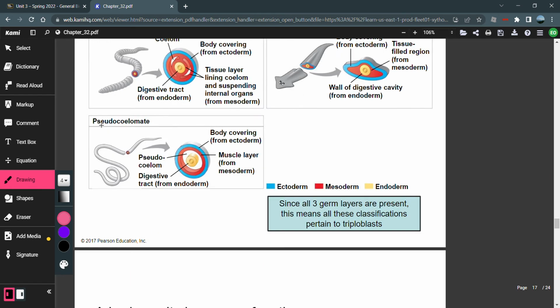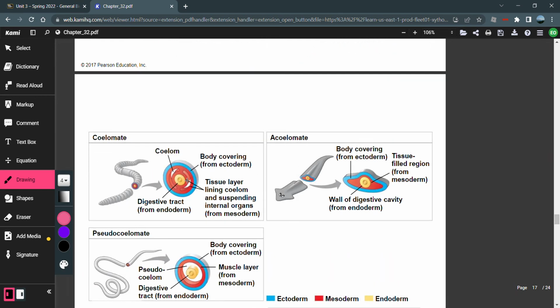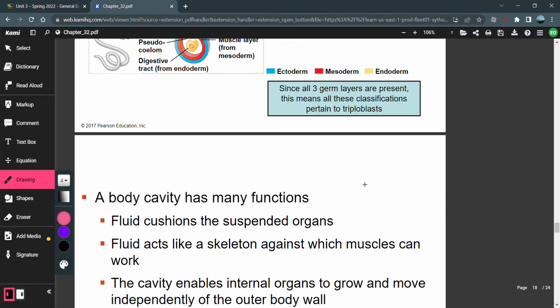Now let's compare it with the pseudocoelomate. Here we have one continuous space that is not completely surrounded by mesoderm. Yes, it's surrounded in a ring, but a true coelom is completely surrounded, meaning it's surrounded on two different levels, one to the left and one to the right. Well, an acoelomate has no body cavities. The only cavity is the digestive cavity. So it's basically filled in with mesoderm.